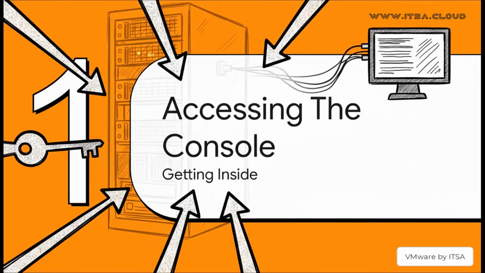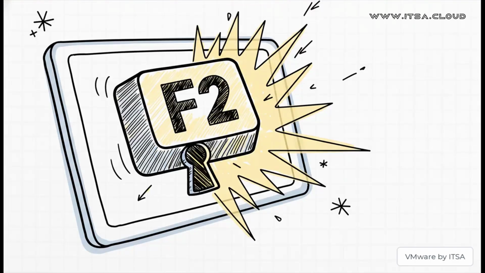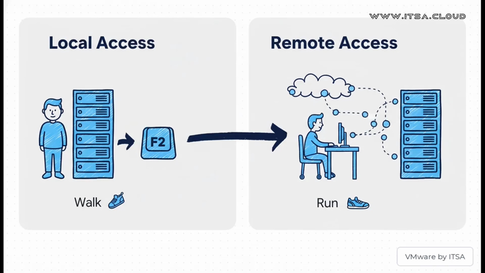So first things first, before we can configure anything, we have to actually get inside, right? Let's talk about how to access this menu and start telling the host what to do. And you're going to love how simple this is. The key to everything, your key to the kingdom, is the F2 key. That's it. You're at the physical server, you hit F2, and it's going to pop up a login screen. You log in as the root user with that password you set up during the installation. And boom, you're in.